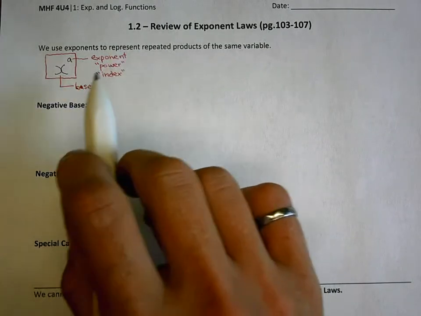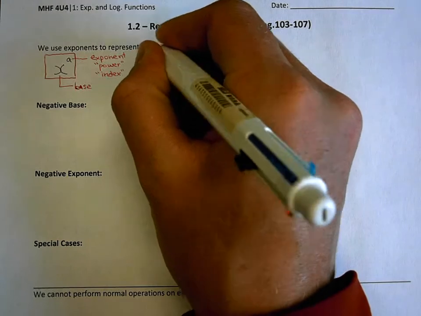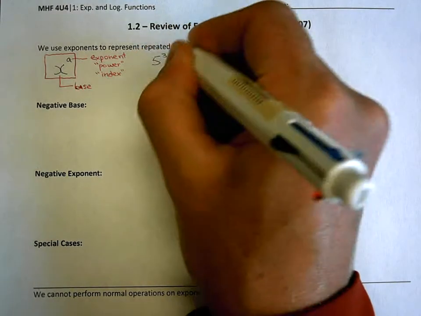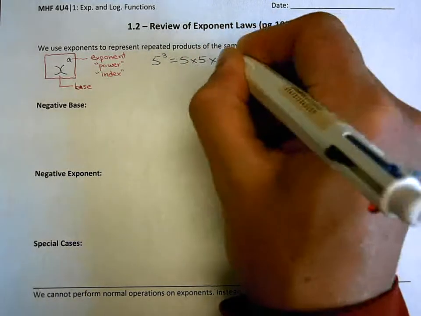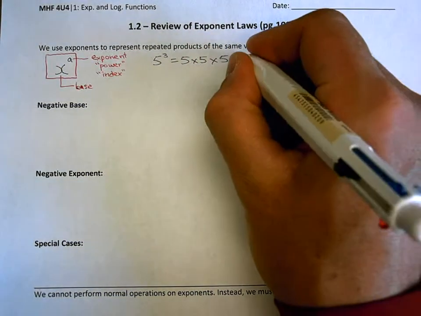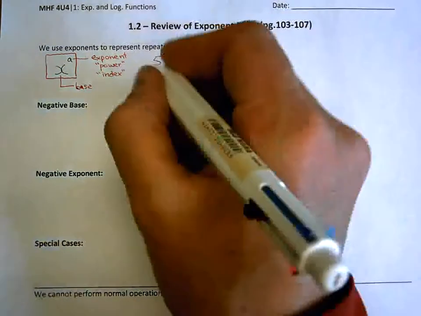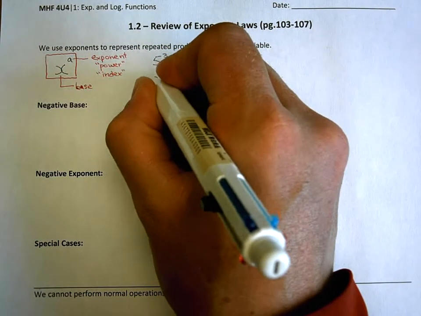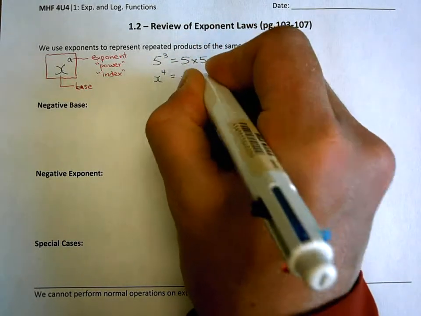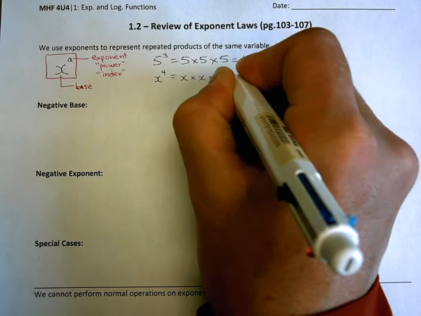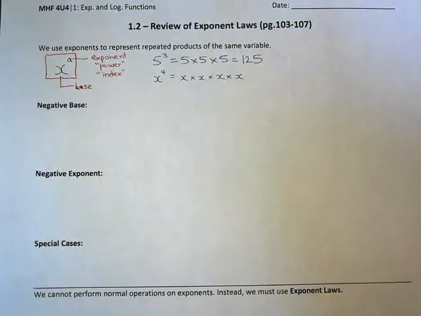We use exponents to show repeated products of the same variable. So an easy way to think of this, 5 to the power of 3, that's just a short way of saying 5 times 5 times 5. If you type that into your calculator or do that in your head, it's going to give you the answer 125. But we also use it to show repeated products of variables. So x to the power of 4, well, this is just x times x times x times x. We don't know what x is, so we write x to the power of 4 because it's quicker.